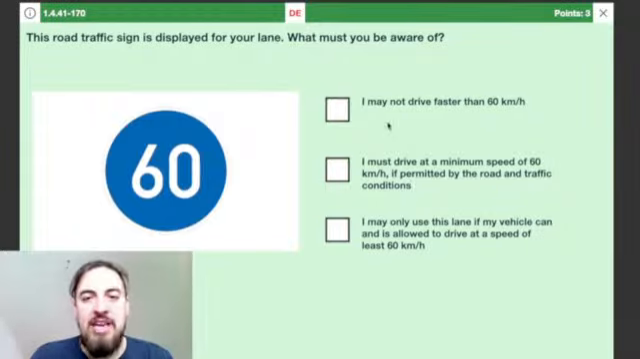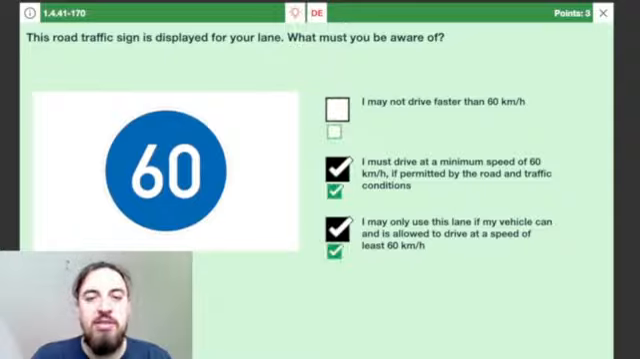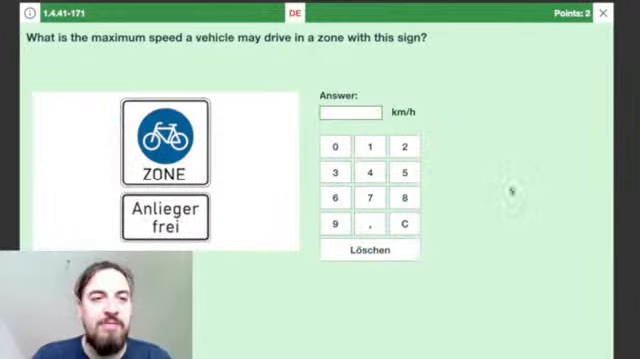So according to that, the only correct answer is you must drive at a minimum speed of 60 kilometers per hour if permitted, and you may only use this lane if it's allowed to drive at a speed of at least 60 kilometers per hour. So the last two answers.